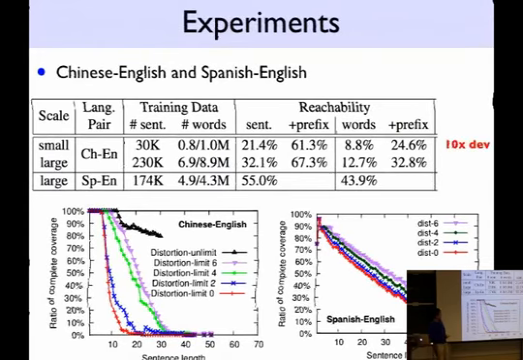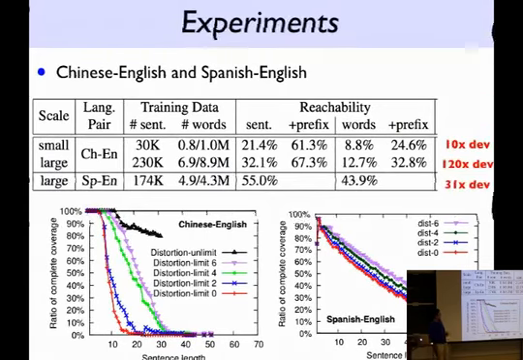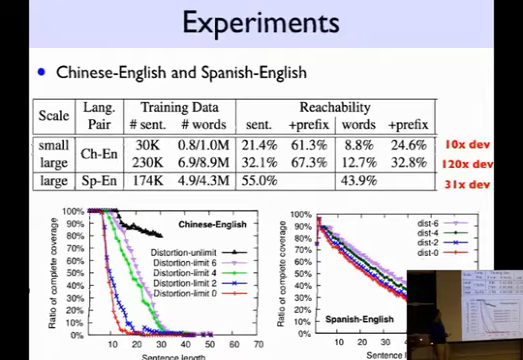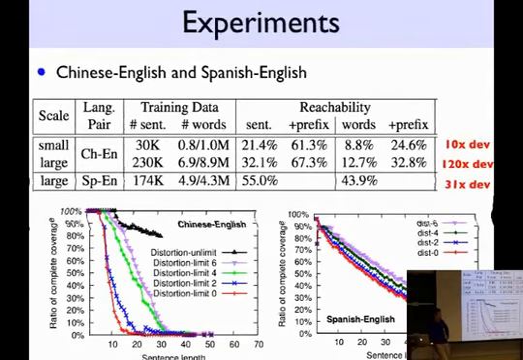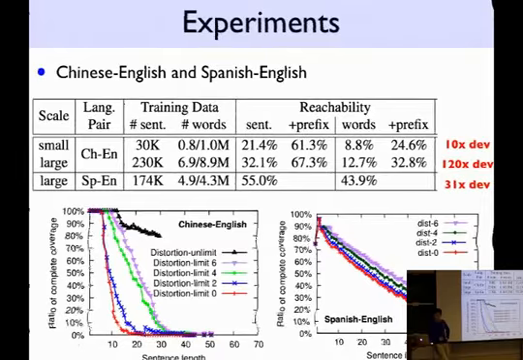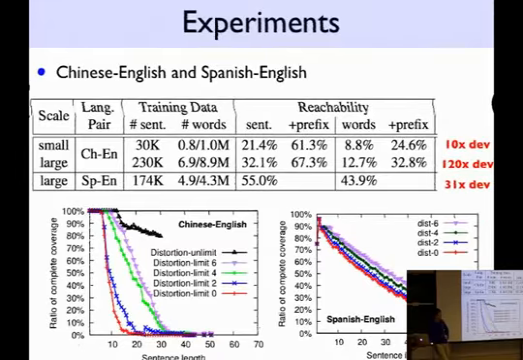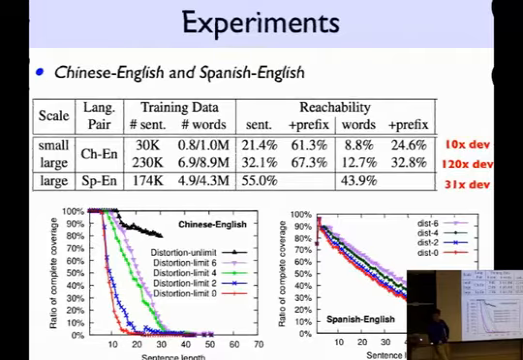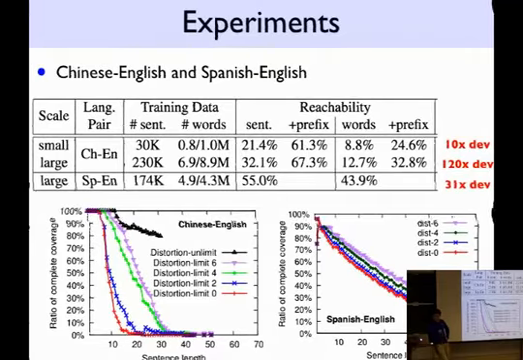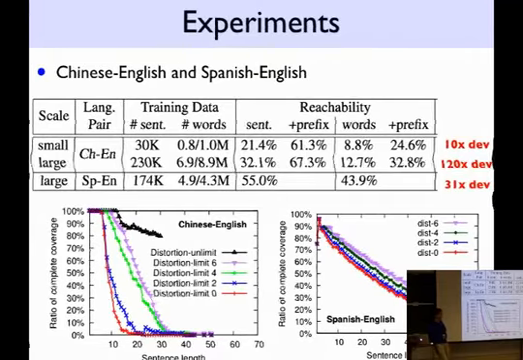Roughly speaking, in the small data set, we can use more than 10 times more data than the dev set. And in large, we can use more than 100 times more than the dev set. And that's why we can scale this to so many features, right? And in Spanish, also 30 times more than the dev set. That's the first time we can train on the training set, basically.